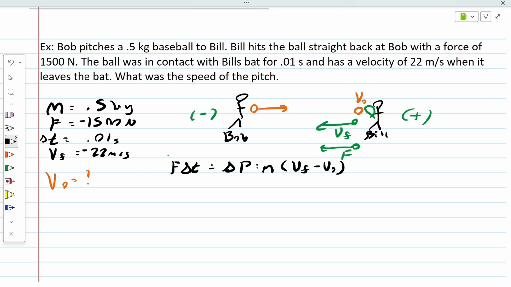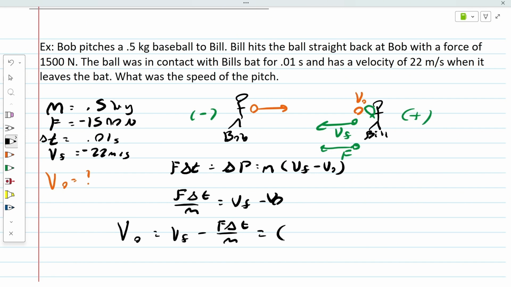So we have force, we have time, we have the mass, and we have the v final, so we have everything to solve for the v initial velocity. So we can go ahead and divide by the mass, and then rearrange the equation for velocity initial, and we will get the v final minus this force change in time over m.